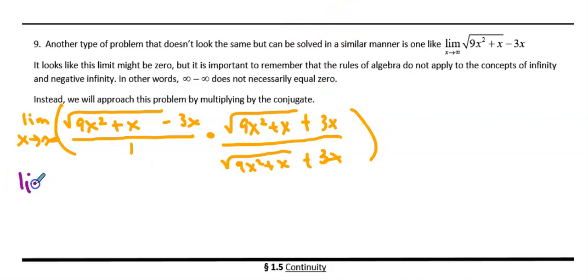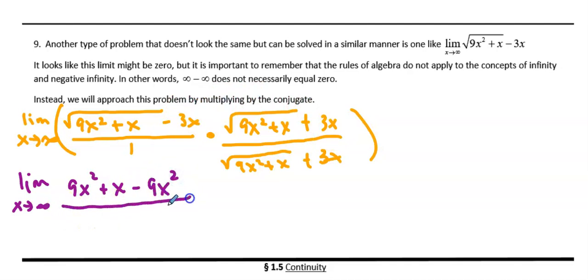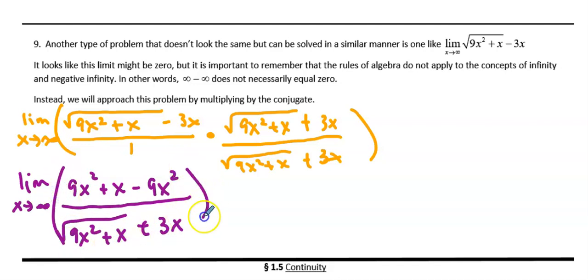And then we're going to keep our notation. We love notation for this, positive infinity. So the top, ladies and gentlemen, is a difference of 2 squares, so it's going to be 9x squared plus x minus, and you can see this right here, it's going to be 9x squared. And that's awesome for that to happen. And then the bottom is just multiplied by 1, so we're just going to leave this alone. Okay, so that's our second step.